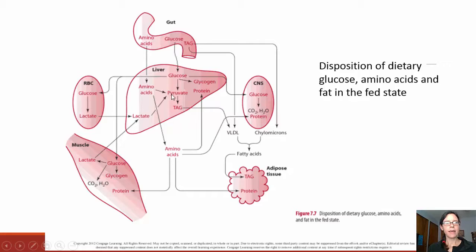They can be deaminated to become pyruvate and then be built into triglycerides and go into circulation and also be formed into adipose tissue. Amino acids can go into portal circulation and go to other tissues such as the CNS or to our muscle. And that's it. So that's what predominates in the fed state.